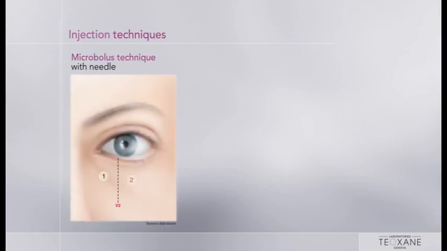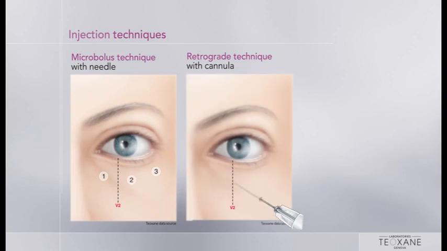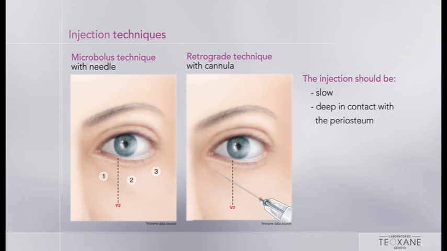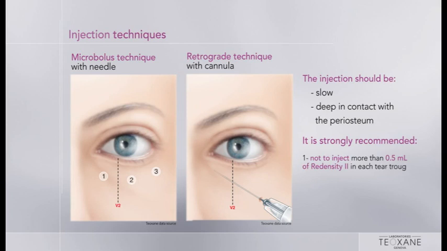There are 2 techniques of injection: microbolus with needle or retrograde with cannula. The injection should be slow, deep, in contact with the periosteum. It is strongly recommended not to inject more than 0.5 milliliters of Redensity II in each tear trough and palpebromalar groove, whatever the technique used. It is also strongly recommended to undercorrect during the first session by injecting less than 0.5 milliliters and then see the patient 1 month after for touch-up only when necessary.